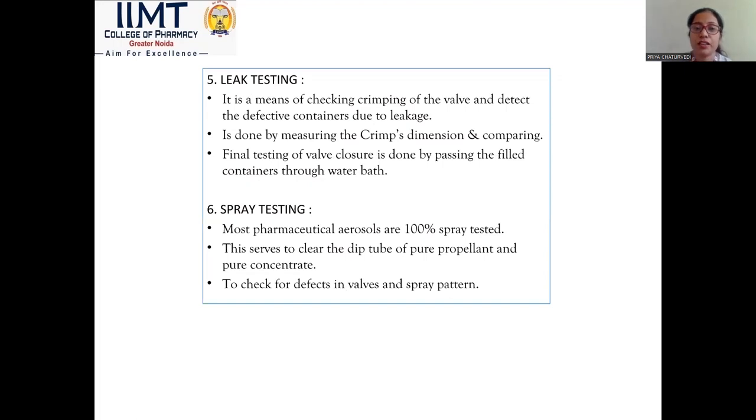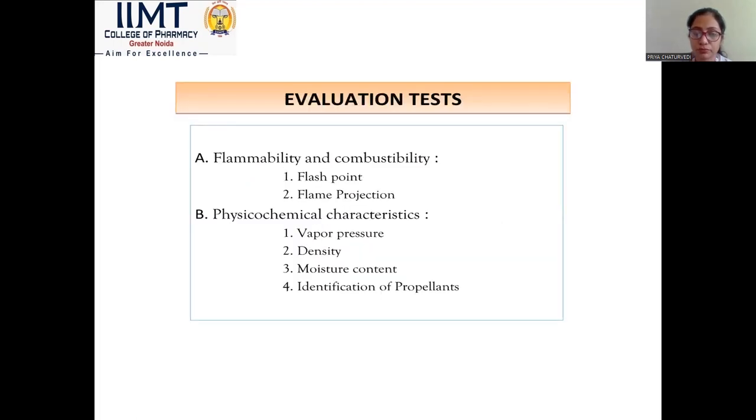Leak testing is a means of checking crimping of the valve and detecting defectiveness of the containers due to leakage. It is done by measuring the crimp's dimensions and comparing. Final testing of the valve closure is done by passing the filled container through a water bath. Spray testing: most pharmaceutical aerosols are 100% spray tested. This serves to clear the dip tube of pure propellant and pure concentrate, and to check for defects in valve and spray pattern. Now coming to evaluation tests.